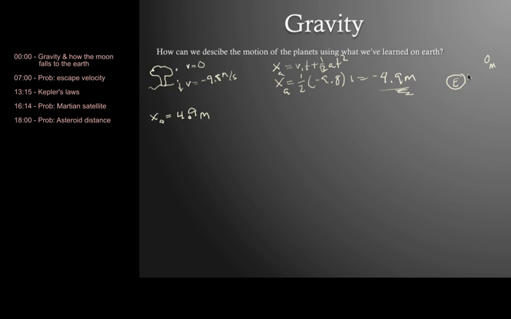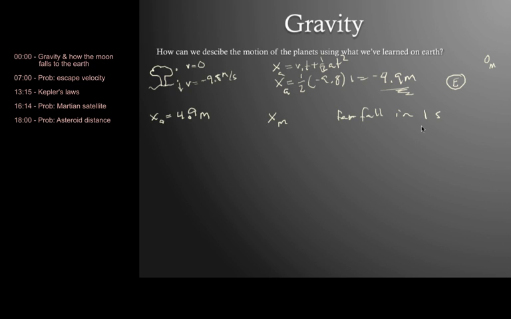How far does the moon fall down in 1 second? So basically, what is xm? So how far does it fall in 1 second? So there's two ways that Newton went about checking this and checking his universal law of gravity.